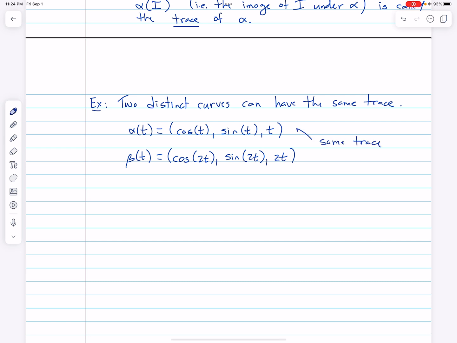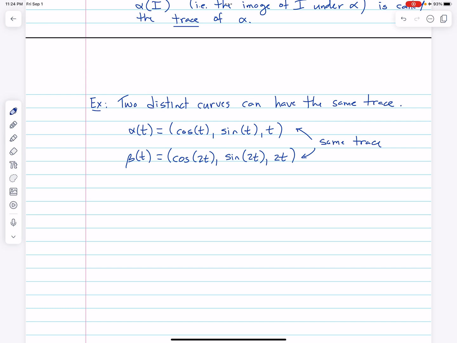Okay, the image of these two parametrized differentiable curves will be the same, so they'll have the same trace, is what we would say. These are two different functions. And so oftentimes we can think of a curve and its trace as being the same information, but sometimes it is important to distinguish that you can have the same trace and have two different curves. So you have to be a little bit careful.